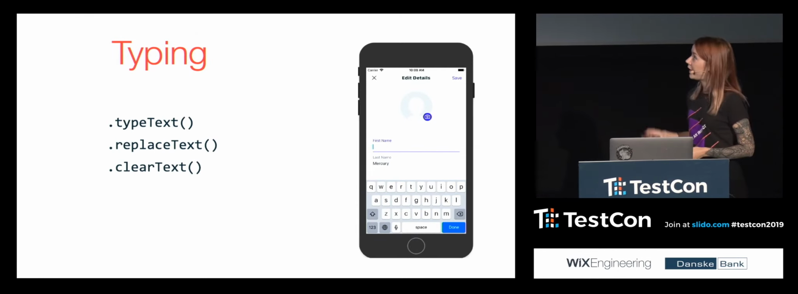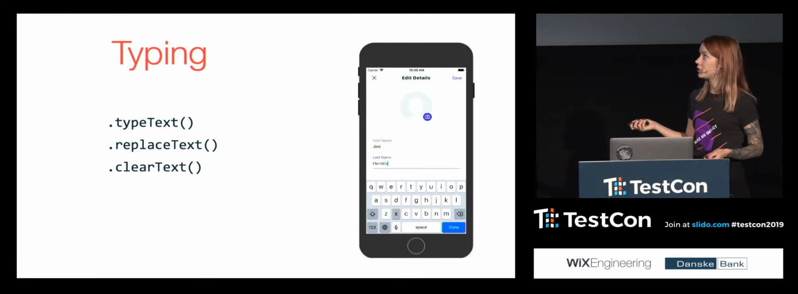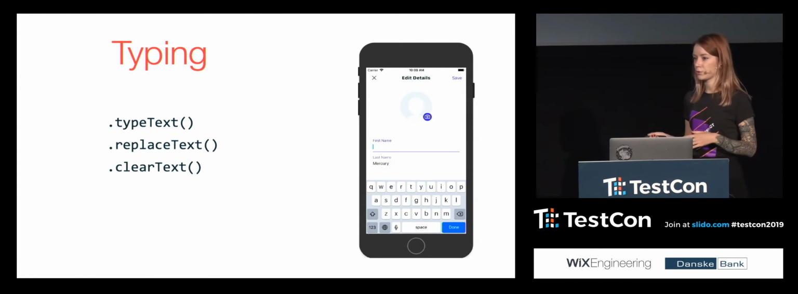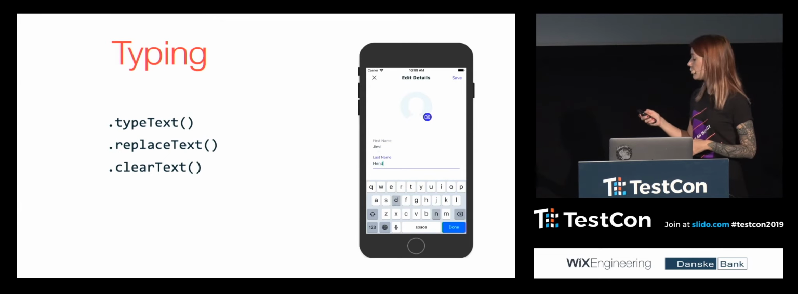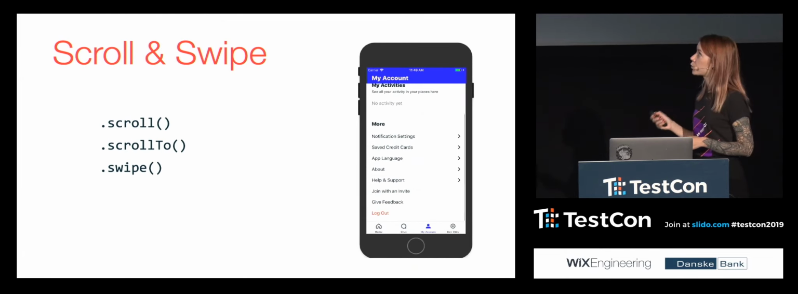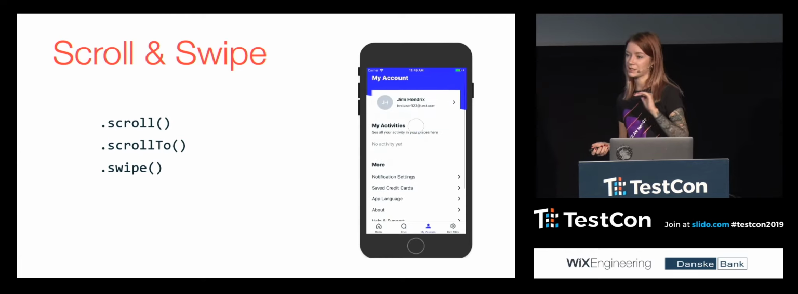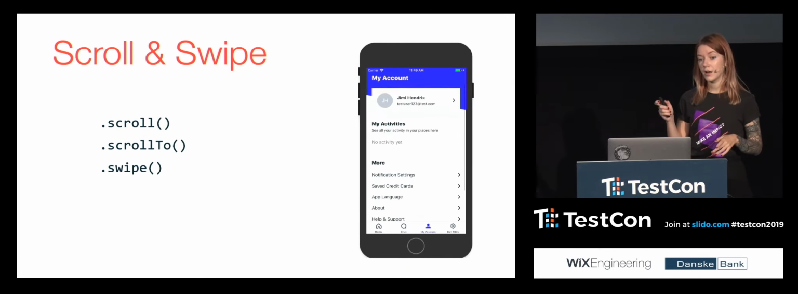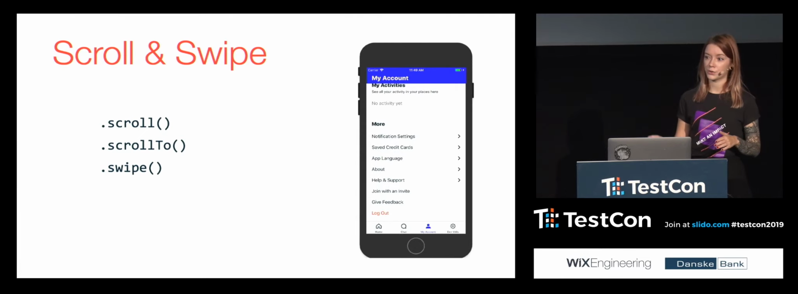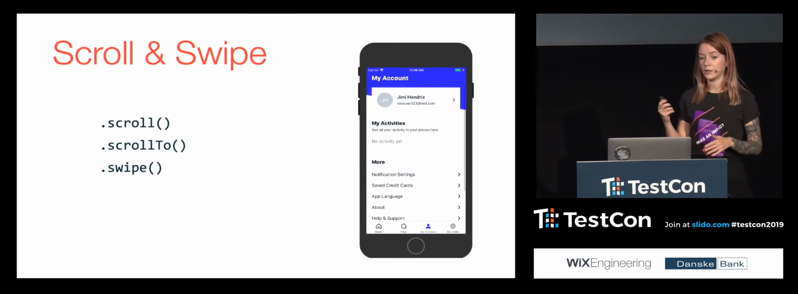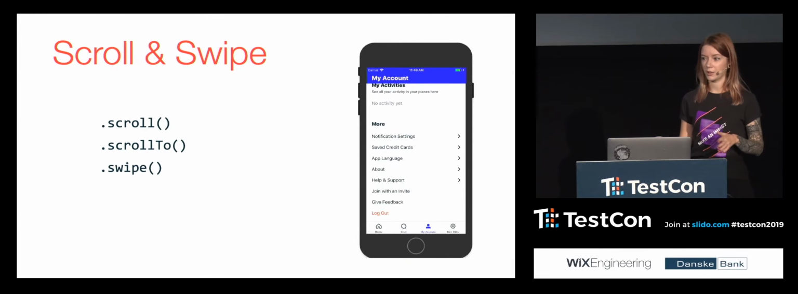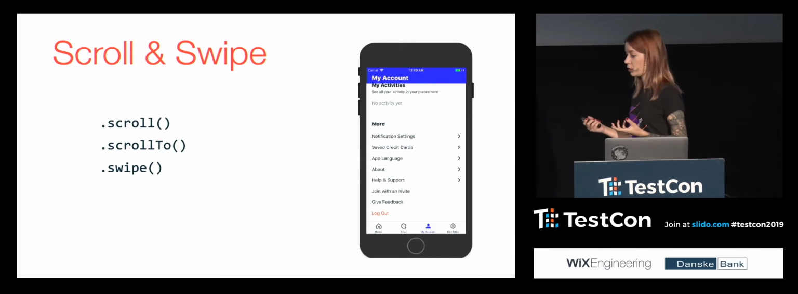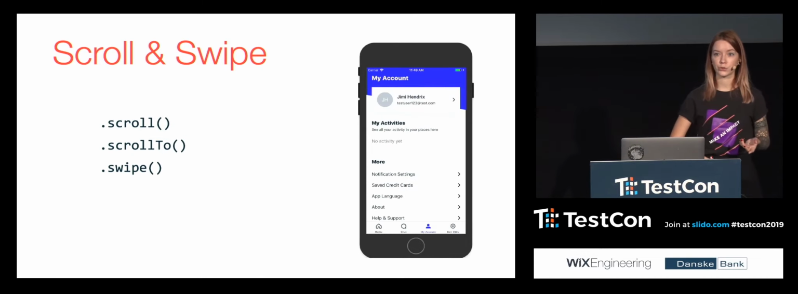Then we have typing: type text, replace text, clear text. Replace text can be used to save those extra seconds from typing everything into your keyboard. And then we have scroll and swipe. It might seem the same from user side when you are scrolling and swiping, but actually scrolling works only on scroll type elements, where with swipe you can use it on any element you can see in view hierarchy. So it's also a hack when you have multiple matchers of scroll type.